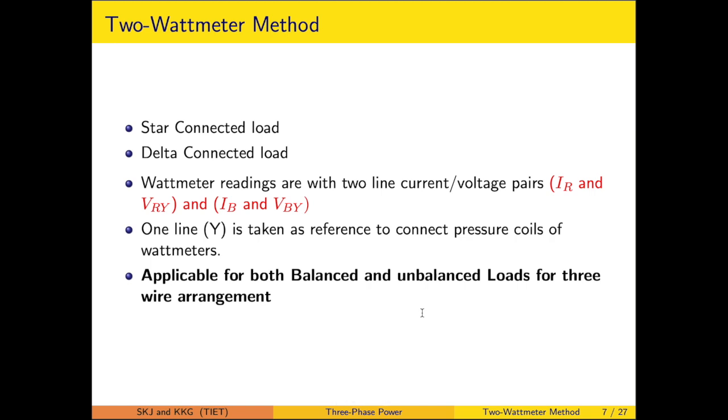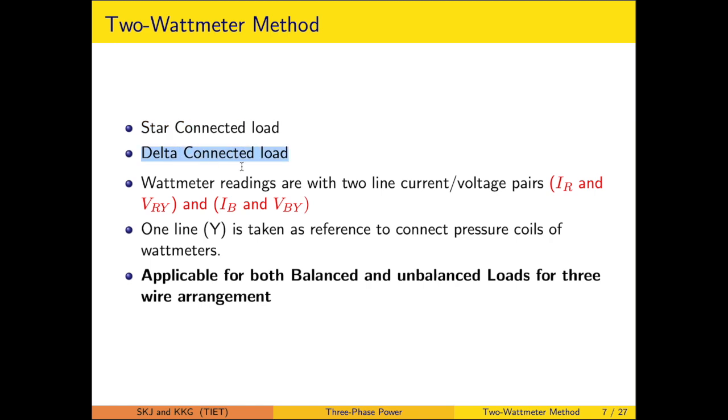Now we are coming to the 3 wattmeter method. It is coming out to be complicated because of the requirement of 3 wattmeters and the connections. That particular method is specifically suited for the 4 wire connection, where the star point or neutral point is available and the load is connected in the star arrangement. However, the 2 wattmeter method can be extended to both the star connected load and the delta connected load.